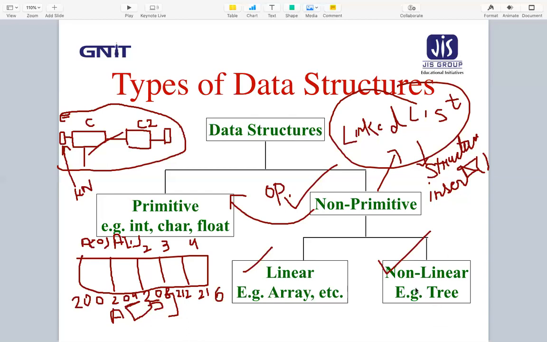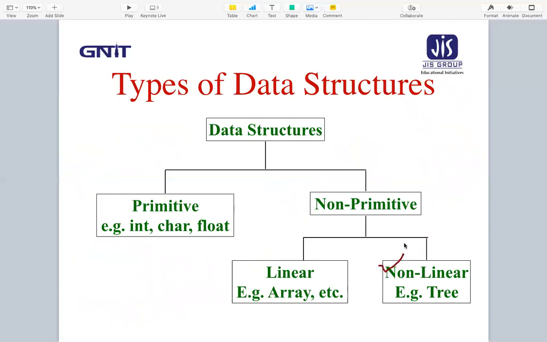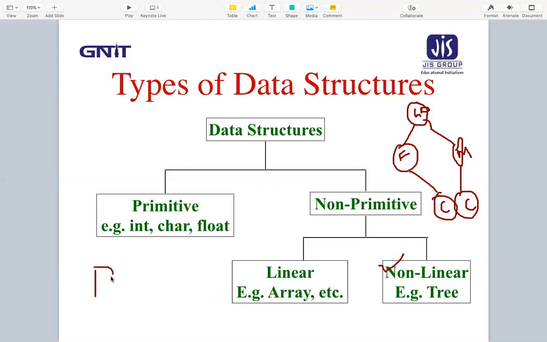Now, if we look at the non-linear data structure, let me clear everything out. Think of the hierarchy in your family. First, you have your grandparents. From the grandparents, we have our father and our mother. From father and mother, we again have the children. So it's a kind of hierarchical structure where there is a parent-child relationship.